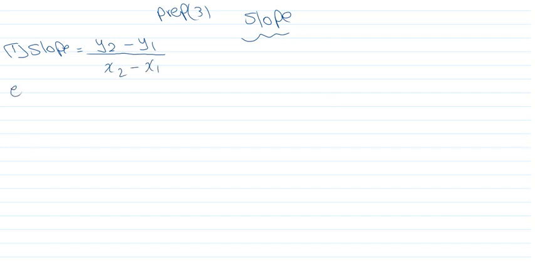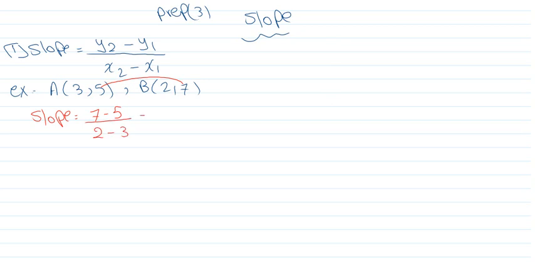For example, if point A equals (3, 5) and point B equals (2, 7), and we need to find the slope, so 7 minus 5, y2 minus y1 over x2 minus x1. 7 minus 5 equals 2 and 2 minus 3 equals negative 1, so it's negative 2. So this is the first.